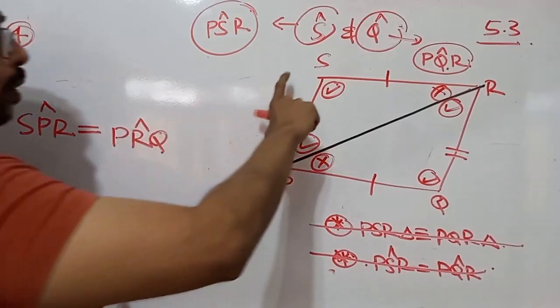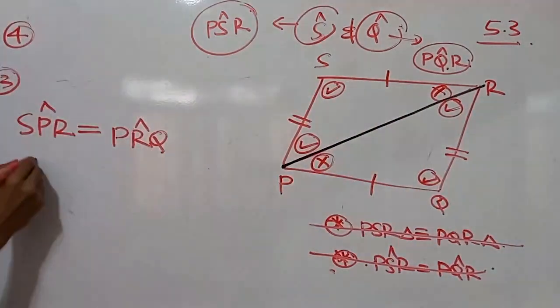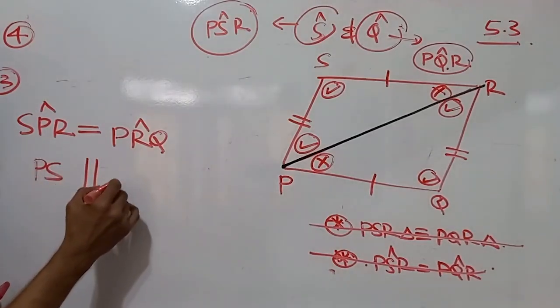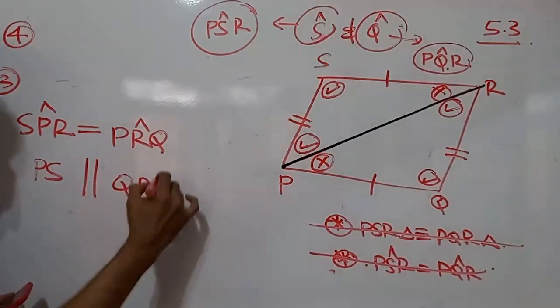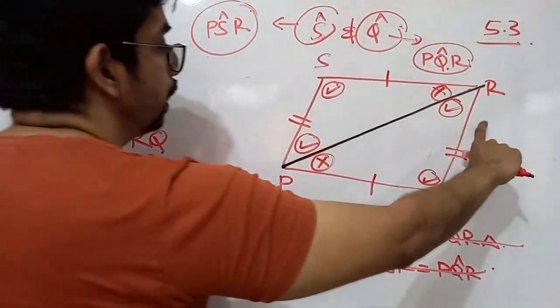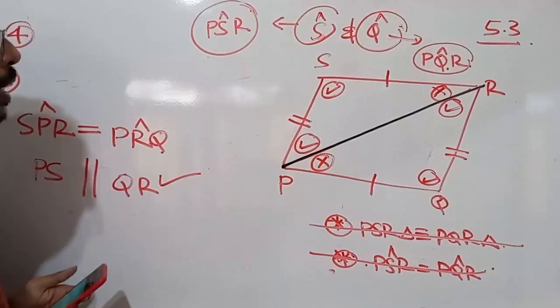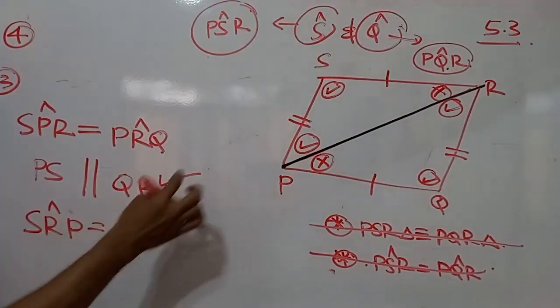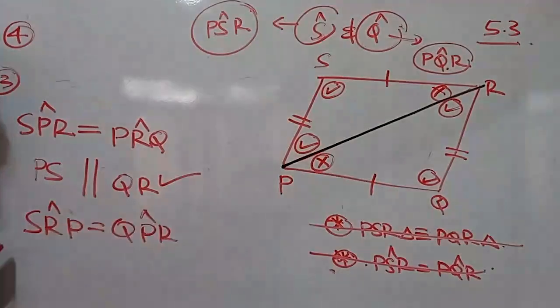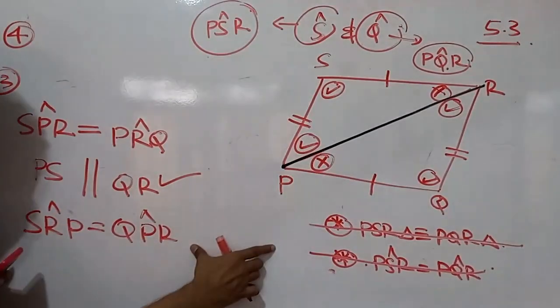So what can we say? We can say PS is what? Parallel to QR. That alone is not enough. We need to take the other one as well. Right? Why? In the question it says the opposite sides of the quadrilateral are parallel. So now these two. Look, SRP angle is equal to what? QPR angle. Why? Within brackets you have to write corresponding elements.